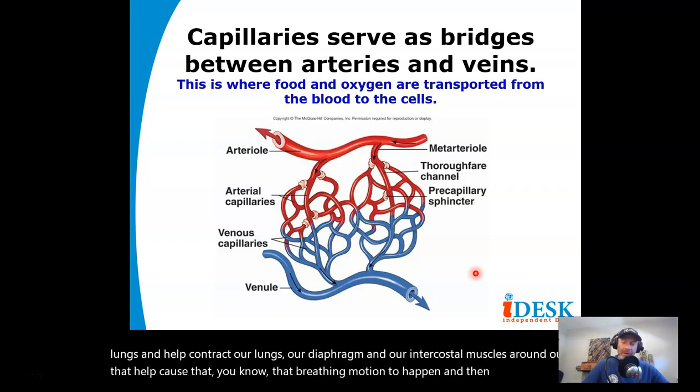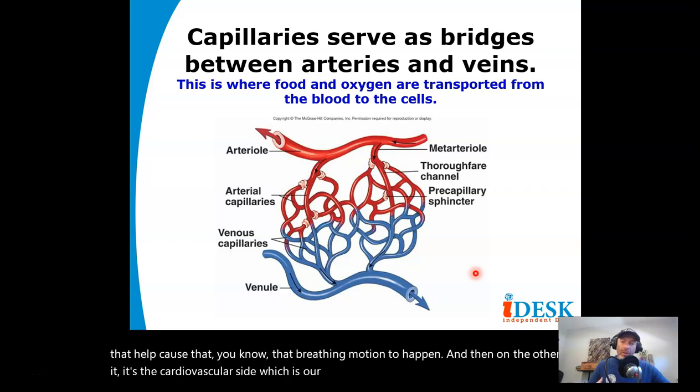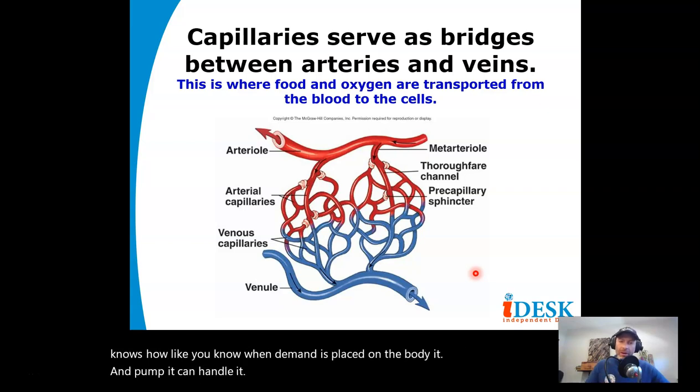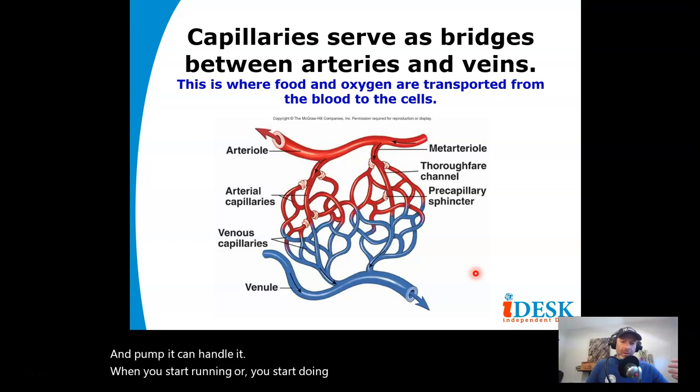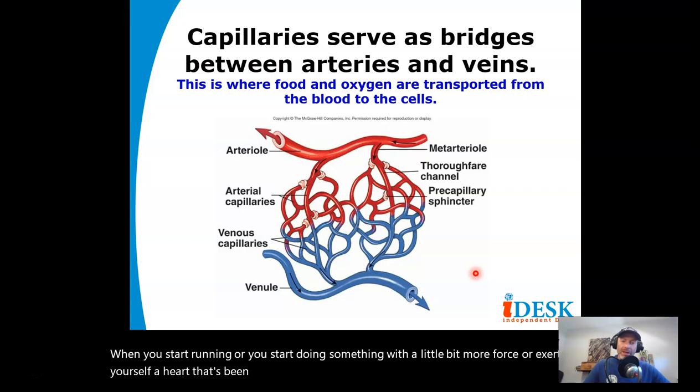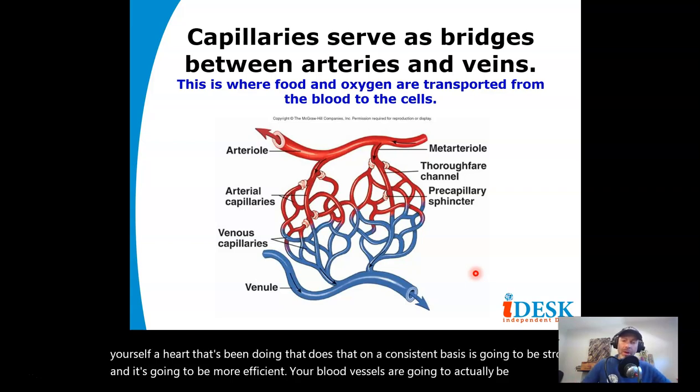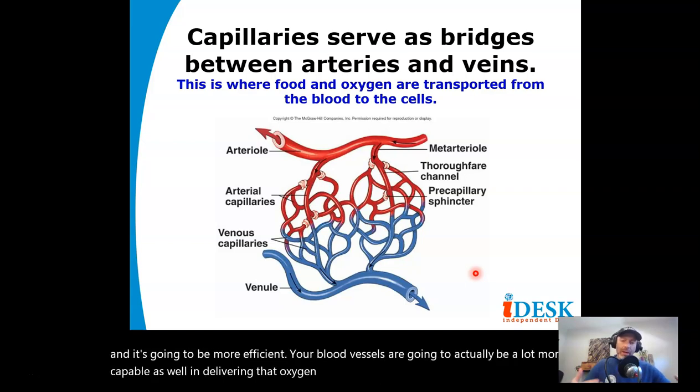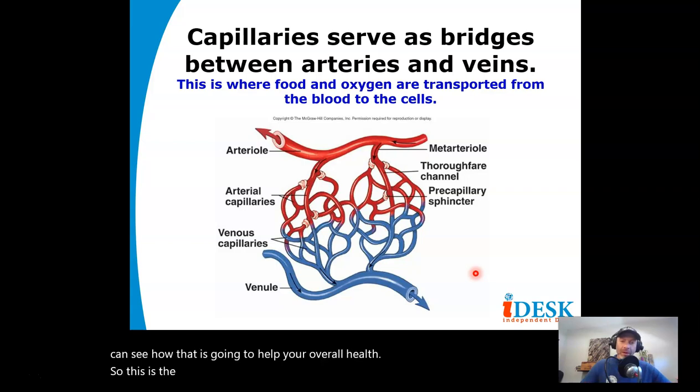And then on the other side of it is the cardiovascular side, which is our heart. We want a heart that is used to pumping, that knows how to handle it when demand is placed on the body. When you start running or doing something with a little bit more force or exerting yourself, a heart that does that on a consistent basis is going to be stronger and more efficient. Your blood vessels are going to be a lot more capable as well in delivering that oxygen. By training that system on a regular basis, you can see how that is going to help your overall health.